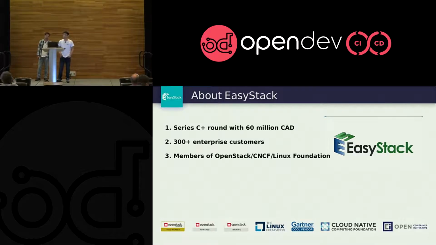Let me take some minutes to talk about our company, EasyStack. We just got the Series C+ round with 60 million Canadian dollars. And we have over 300 enterprise customers in China. Since our products are all built on OpenStack, we contribute to the community. We are members of OpenStack, CNCF, and the Linux Foundation now.